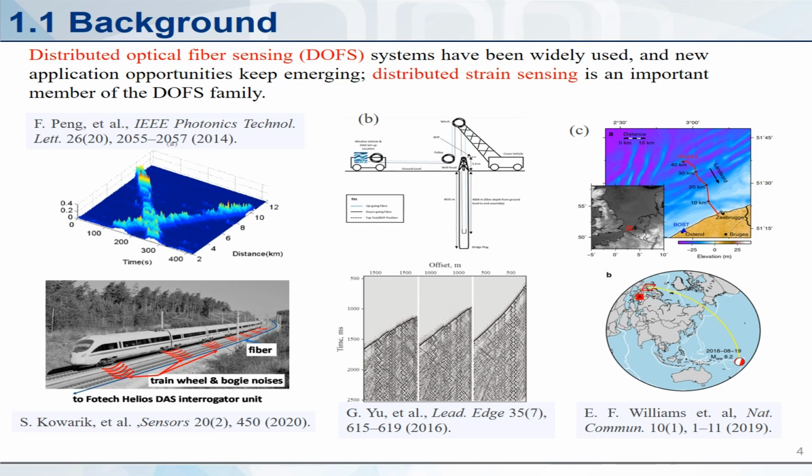Distributed optical fiber sensing systems have been widely used, and new application opportunities keep emerging. Among them, distributed strain sensing is an important member of this family. Here, I will give you three typical examples of their applications. The first one is to use DOFS to check vehicles by using fibers parallel to the tracks. The second one is for recording man-made seismic waves with borehole fibers. And the third one is using undersea telecom cables to monitor natural seismic waves to study earthquakes.